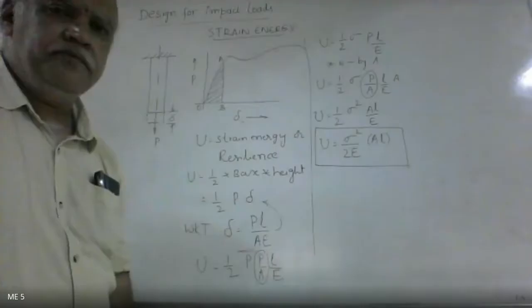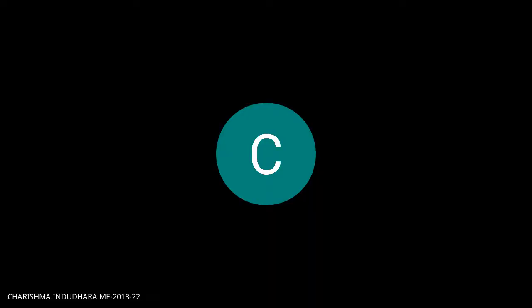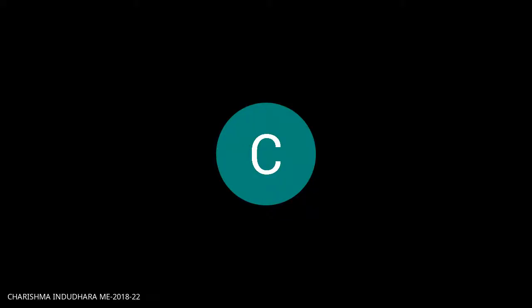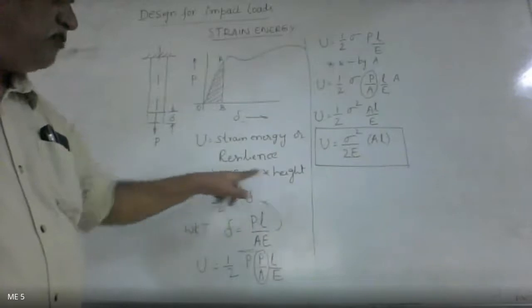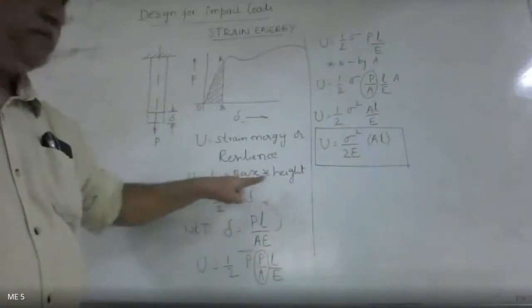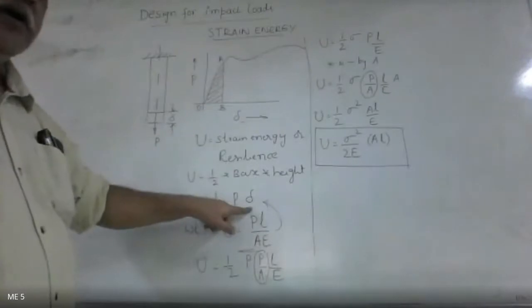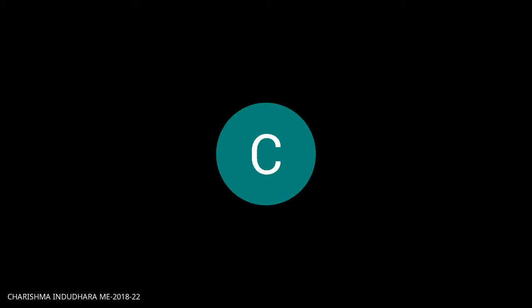Excuse me, sir. This is Charishma. When you substitute P by A, you get sigma, and there is another P there. Isn't it supposed to be P square by A? Where does the half P come from? No. This is the area of triangle, half base into height, correct? Yes, sir. Half P into delta. Are you there? Yes, sir.